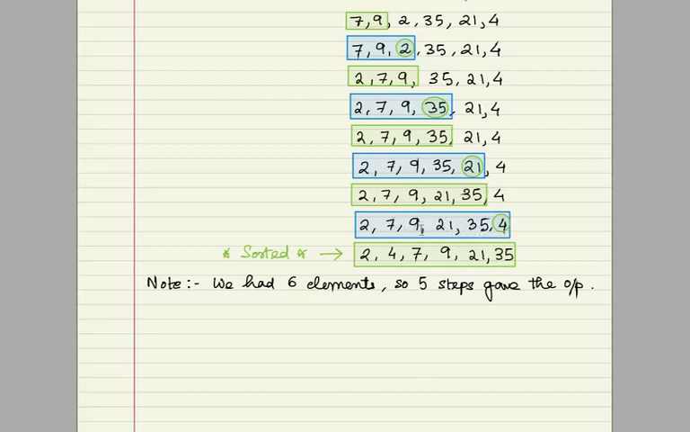7 is greater than 4, so 7 is shifted. However, 2 is not greater than 4, so 2 will be in its own place, and a space will be created here, and in this particular space 4 can be easily placed. So here you can see after shifting all these values, a space was created in this place and 4 has been placed here. So we have 2, 4, 7, 9, 21 and 35, and here we can see that all the elements are sorted.